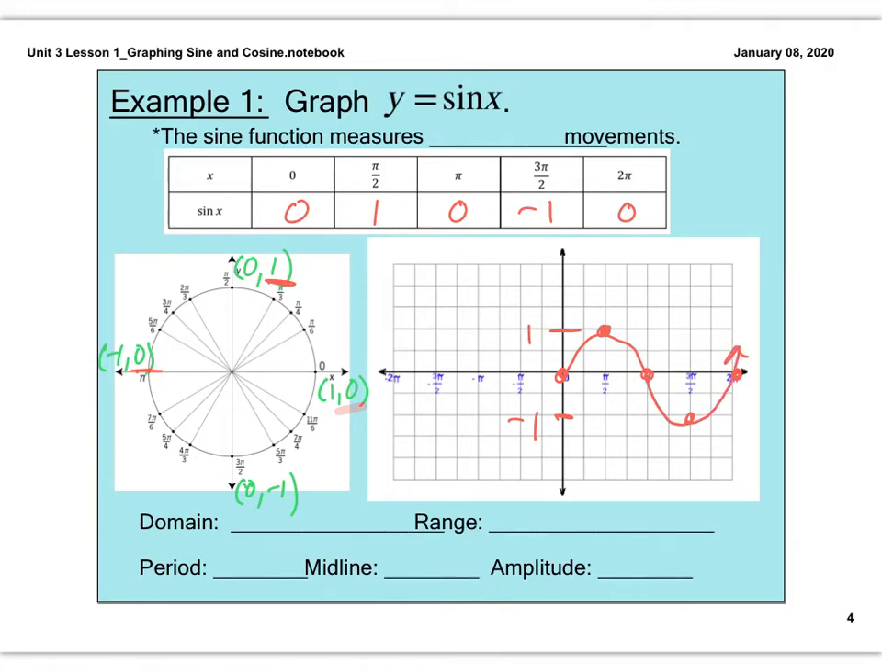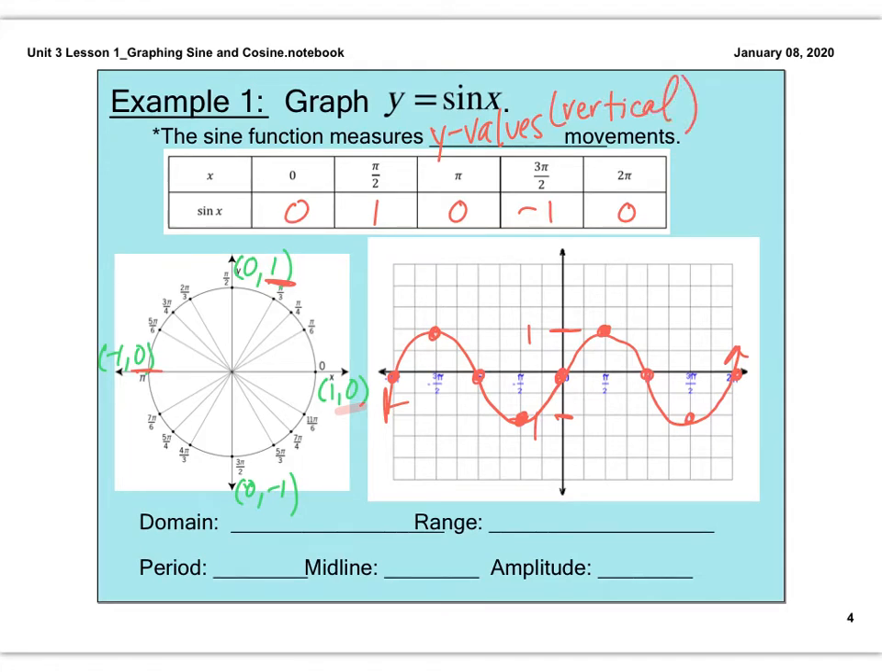In fact, that's one cycle. The period is 2 pi because that's the length it goes before it starts repeating again. After 2 pi, it's just going to repeat this pattern over and over again. I can also go backwards, so I can add in some of my points moving backwards into the other side of my graph. And that is a basic sine function. Now sine functions, remember, measure the y values, which is going to be the vertical movements.